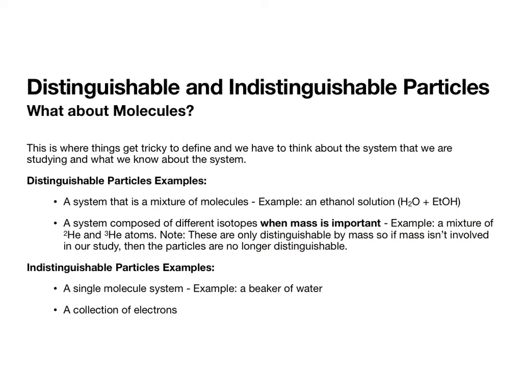Okay, great. We see this with dice. What about molecules? This is where things start getting tricky, because we have to really define what we are looking at and what we know about the system in order to identify if our individual molecules are distinguishable or not. Most of our indistinguishable species are whenever we're thinking about, say, a beaker of water, and we're going to treat all of those water molecules the same. A collection of electrons, these are indistinguishable. Anything where we are saying that all of the molecules in the system are going to behave the same means that they're indistinguishable. But there are cases, even in chemistry, where we talk about distinguishable particles.